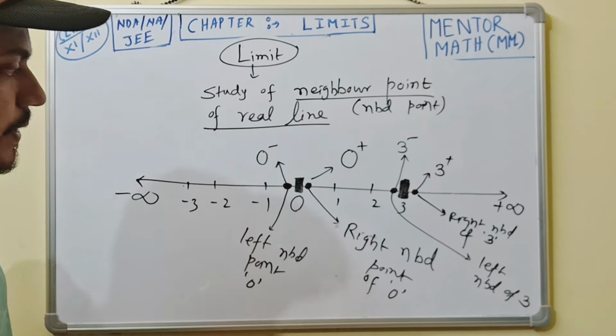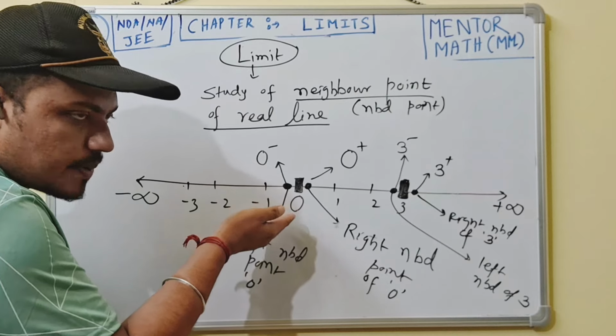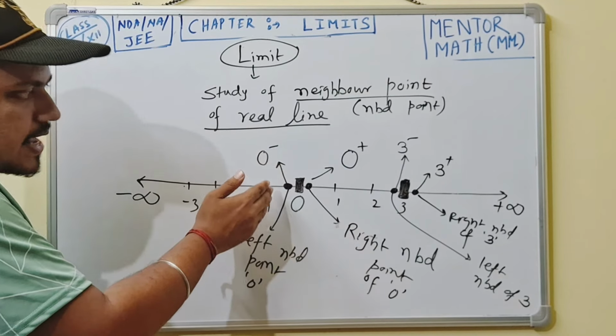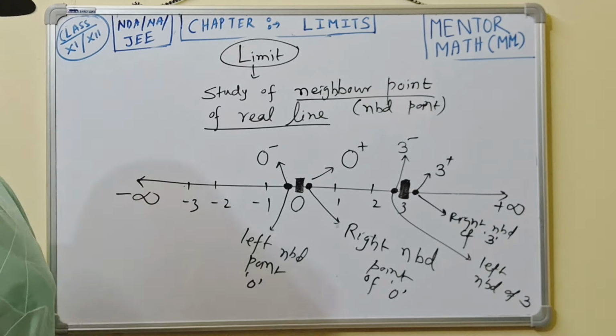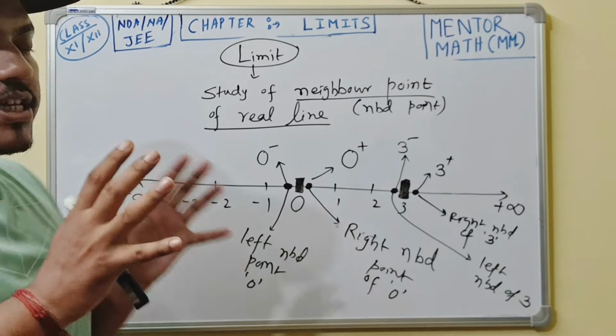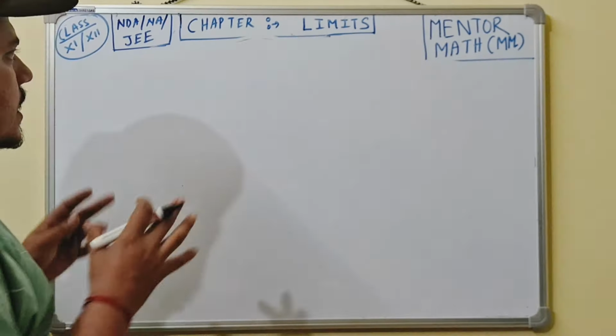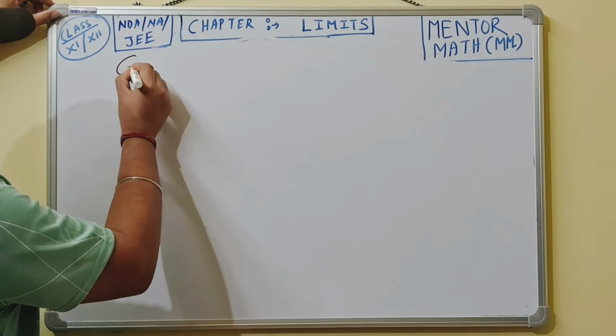And how we can represent that is, if I take 0 as a point, so this is the right hand side neighbor, your 0 plus, and the left hand side neighbor is your 0 minus. So this is the basic concept of the limit, the mathematical way. Copy please.